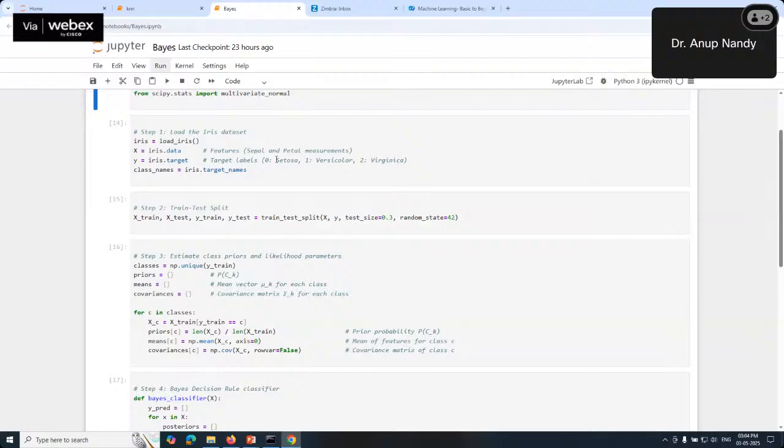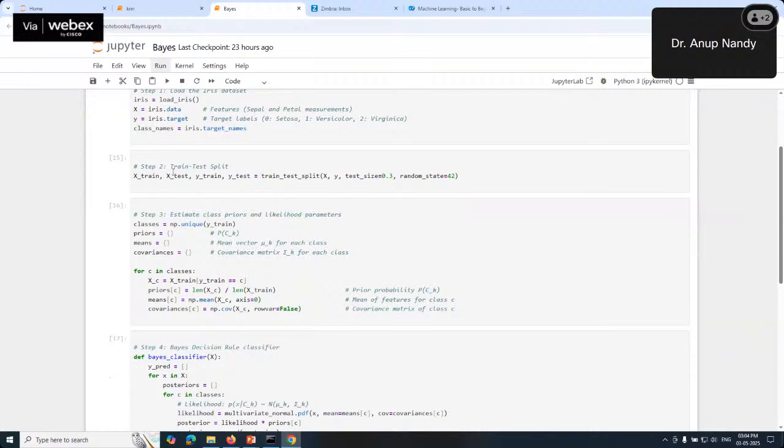Y is the class label. Then 0 is Setosa, I mean class 1, omega 1. 1 is Versicolor, that is omega 2. And there is Virginica, that is the third class. And these class names are given by iris.target_names. Now we have to split the data with train_test_split into X_train, X_test, Y_train, Y_test. So this is the common way that you know we need to follow.